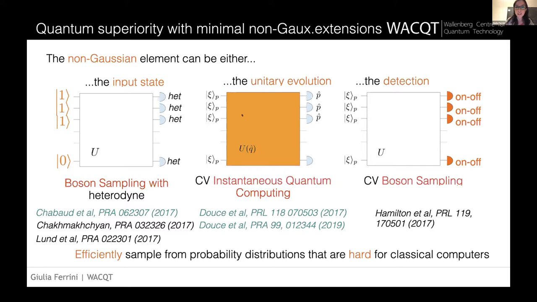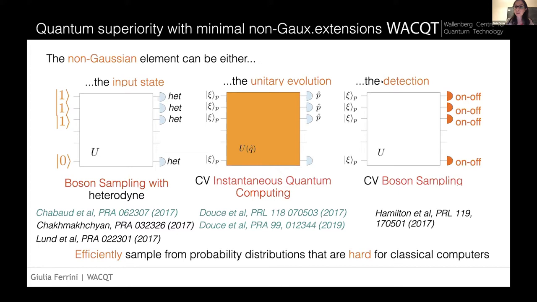And then an alternative family is given by these circuits where the evolution is non-Gaussian, and then you can have Gaussian input and measurement, like homodyne detection and squeezed states. An example of these circuits was the instantaneous quantum computing circuits in continuous variable. And then at the end, one can also consider boson sampling with input squeezed states. And this has also been shown to be hard to sample.